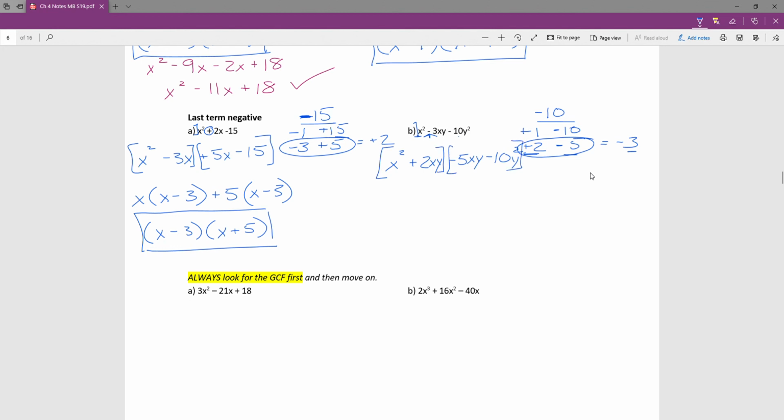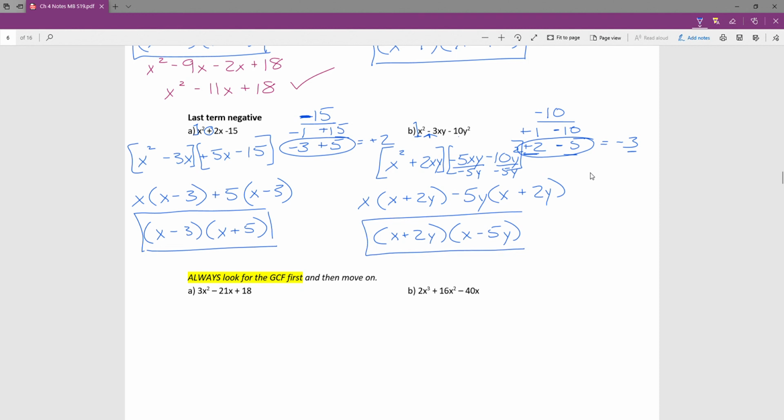So common to the first two terms, I'd have an x, and factoring that out would leave me with an x plus 2y. Then turning my attention to the second two terms, I have a negative 5y as my greatest common factor, and factoring that out of each of the terms would leave me with an x plus 2y in the brackets. So now that x plus 2y is my common factor, and the x minus 5y is what's left over when I divide that out of each of my terms.